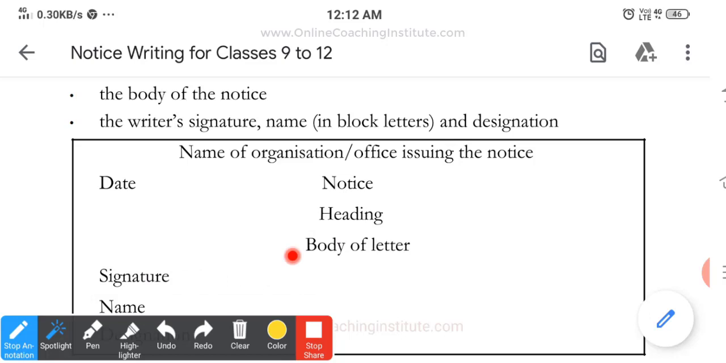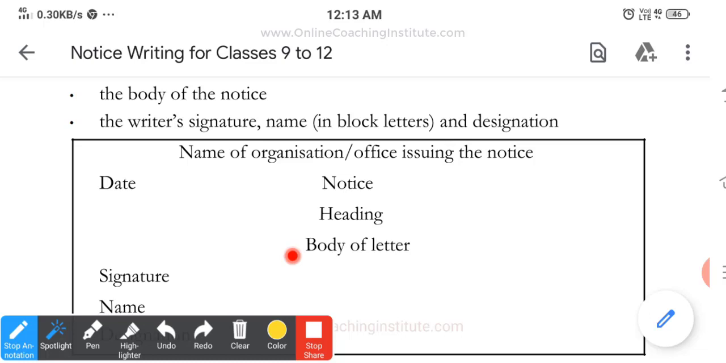And what these 4 questions are: number 1, who is organizing what and for whom? So who and for whom and when and where. So these are the 4 questions which are to be mentioned properly. Only then the notice will be purposeful. Okay, it will be successful, otherwise it will be useless.